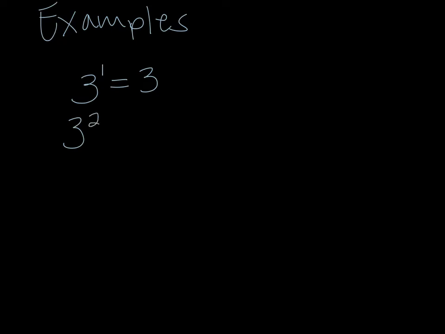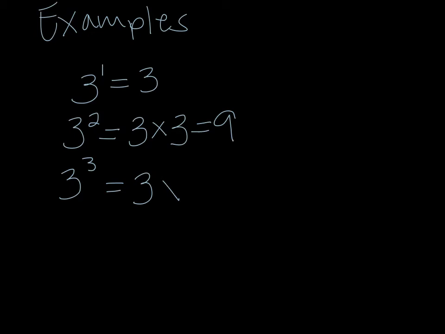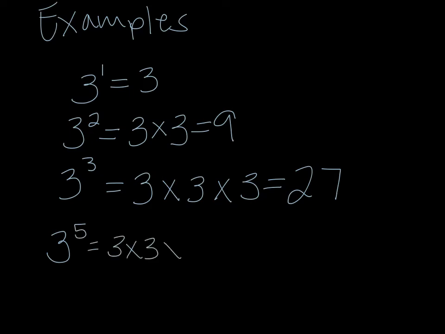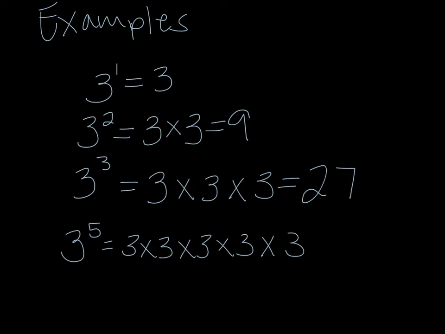We'll use the exponent of 2 next. In the same base of 3, we have 3 squared, which tells us we have 3 times 3, which we know is 9. Let's use the same base of 3, and now an exponent of 3, which tells us that we have 3 times 3 times 3, which if you do the math equals 27. One more example for fun. 3 to the 5th. 3 times 3 times 3 times 3 times 3 equals 243.